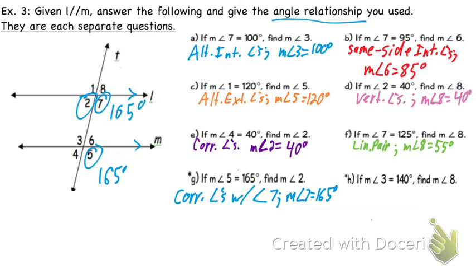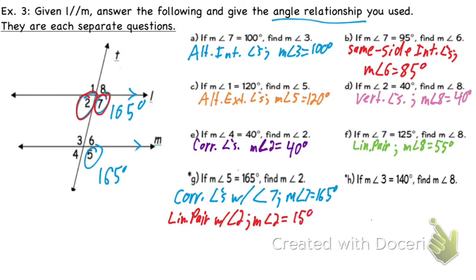Now I can use that information to help me go from angle 7 to angle 2. What type of angles are angles 7 and 2? Linear pair. They are a linear pair. So we can say now it's a linear pair with angle 2. And what would the measure of angle 2 be, if it's a linear pair with angle 7?